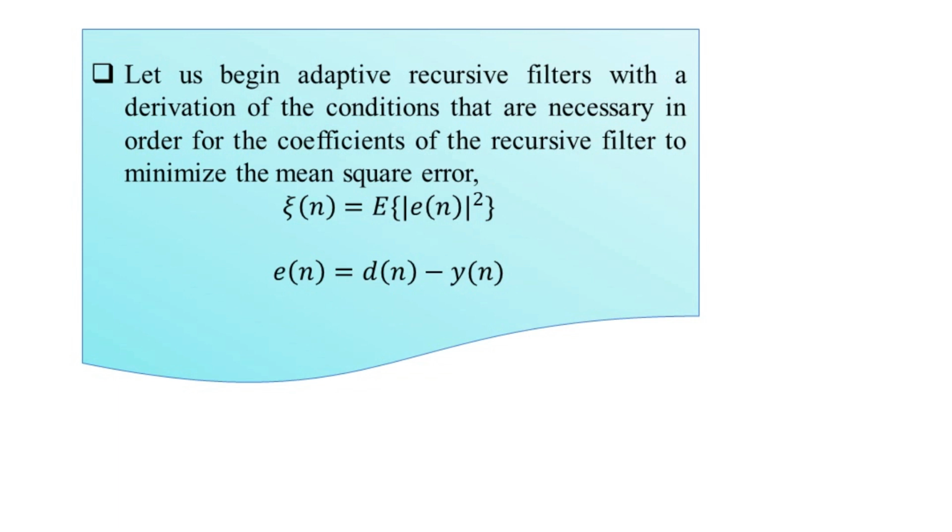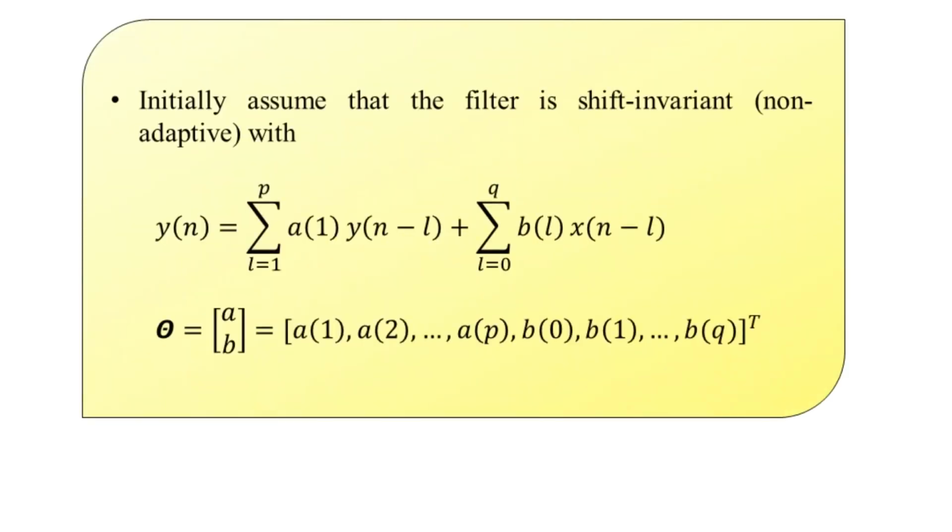So let us have the initial assumption that the filter is first of all shift invariant. First of all we shall be focusing on the non-adaptive case here, and then we shall be going for the adaptive case for the practical use. So here we have y of n, which is equal to the summation L equal to 1 to p of a of L multiplied by y of n minus L. This term is added to another term, where again we have a summation, this time L equal to 0 to q, of b of L multiplied by x of n minus L.